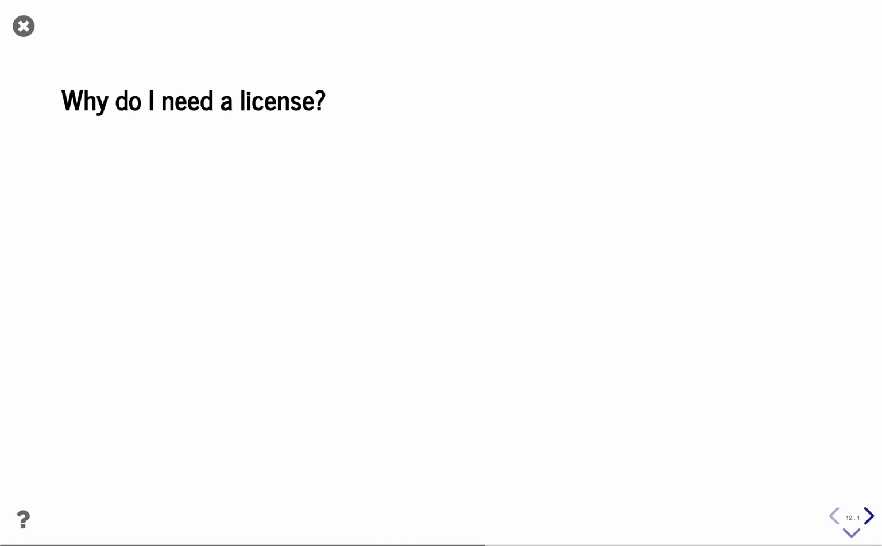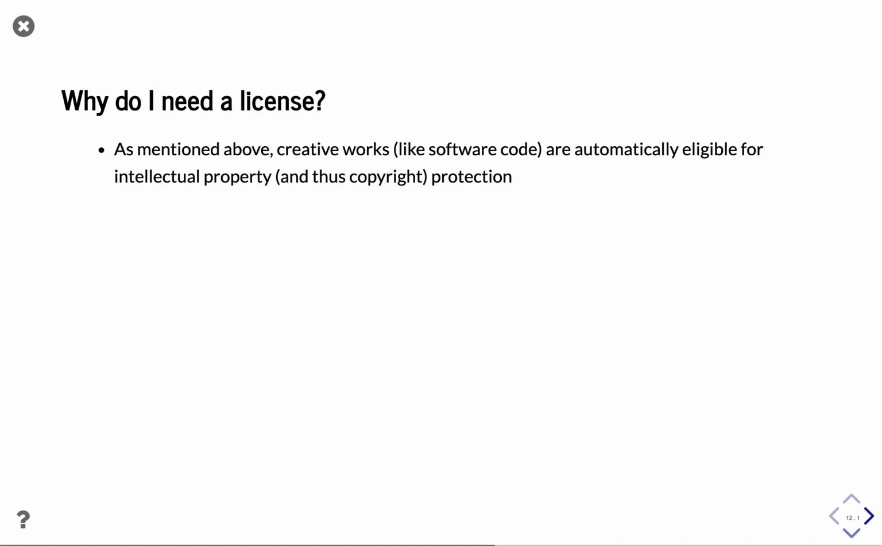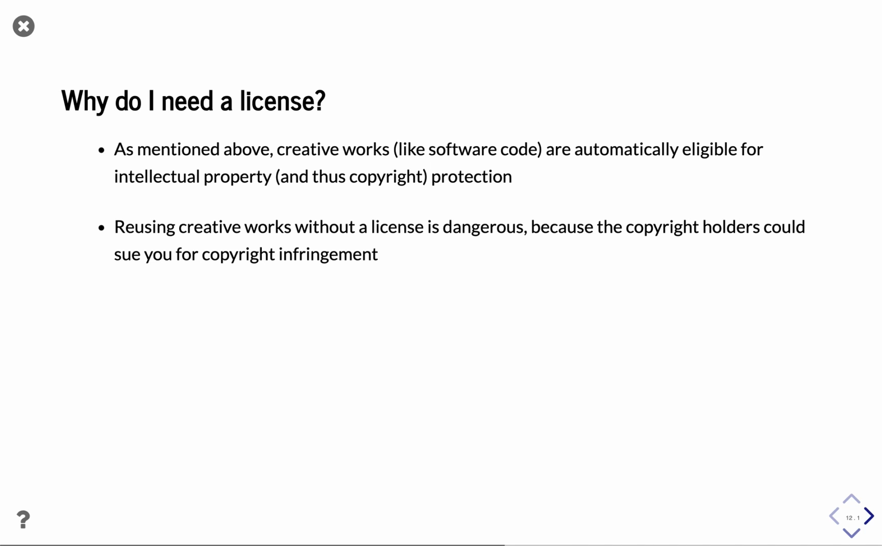Now we're going to switch gears from talking about purely copyright to licenses and how these two things are related. So why would you need a license for the code that you write? We've previously mentioned that creative works, like software code in the US and Canada, are considered creative works and fall under copyright law. They're automatically eligible for this copyright protection. And because of that, reusing creative works like software code without a license can be dangerous, especially if it's not your code, because the copyright holder technically could sue you for copyright infringement.